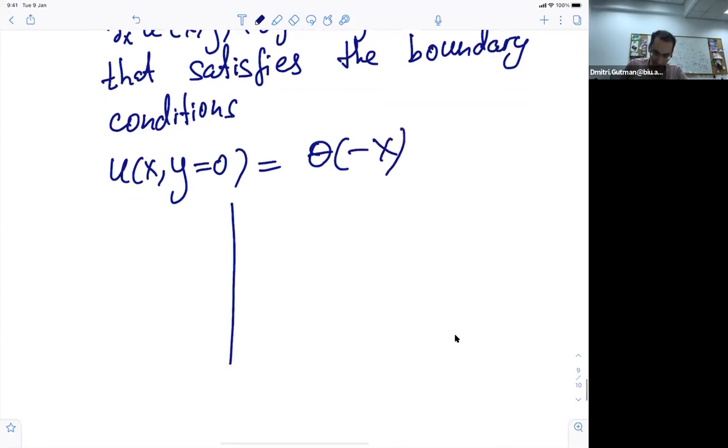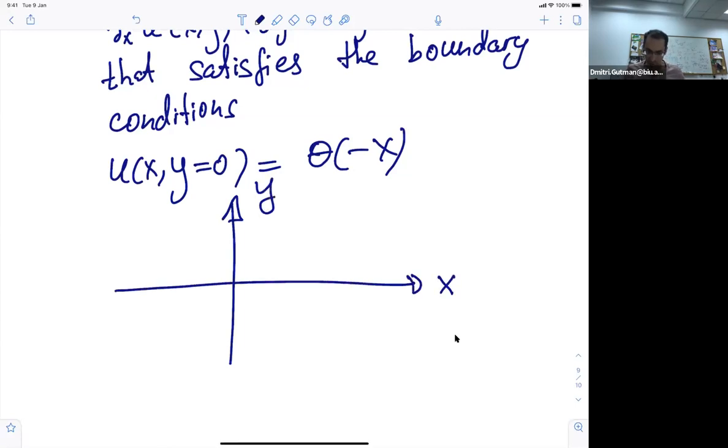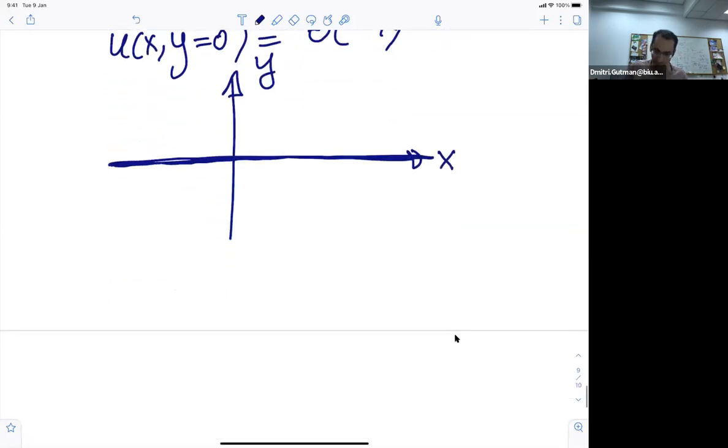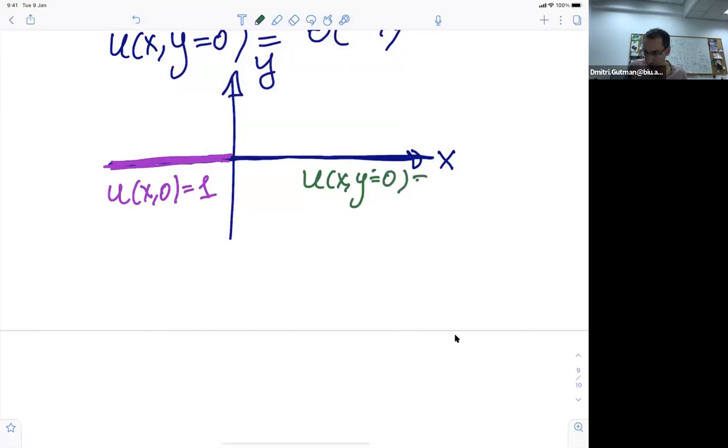So what it means is that if there's an x and y plane, then there is a real axis, which is y equal to 0. On the real axis, there is a part of the real axis which is the negative semi-axis here, and here this function u is equal to 1. And on the rest of the real axis, u of x, y equals 0 is just 0.